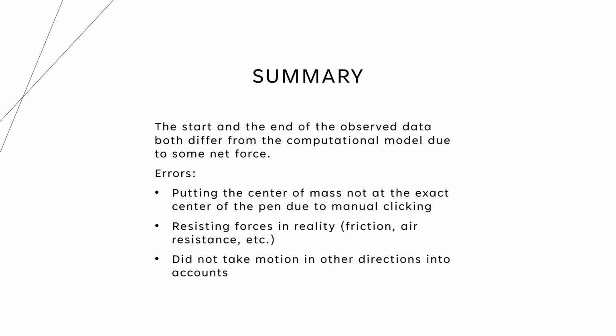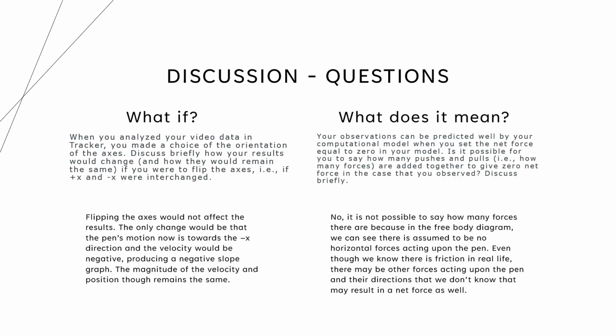And in summary, the possible errors are putting the center of mass not at the exact center of the pen due to manual clicking, the resisting forces, and we did not take motions in other directions into account. And then flipping the axis would not really affect the results. It would just produce a negative slope because the velocity is negative. The magnitude remains the same, and it's not possible to say how many forces there are because we can't really know, just because there is no net force. They just cancel out probably.